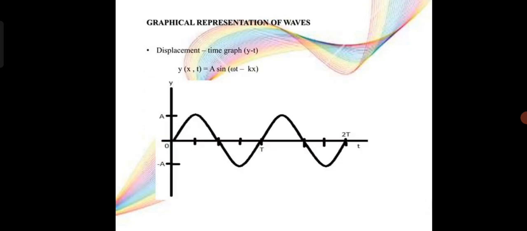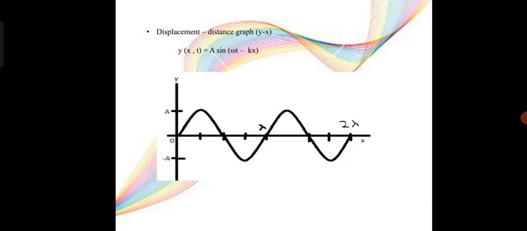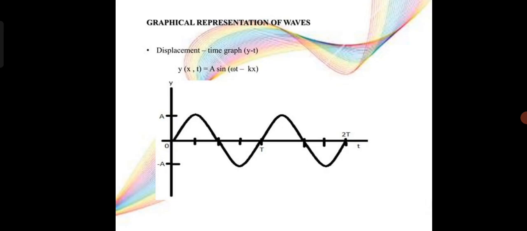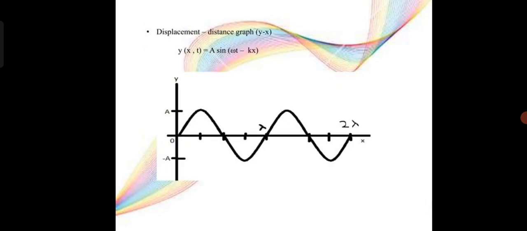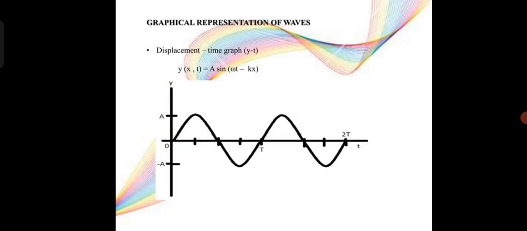There is a graphical representation of the wave, taken as a distance-time graph. y of x comma t equals a sin omega t minus kx. This is the equation curve. And we can also identify another curve where there is a slight difference in the sign from the one before, y of x comma t equals a sin omega t minus k into x.